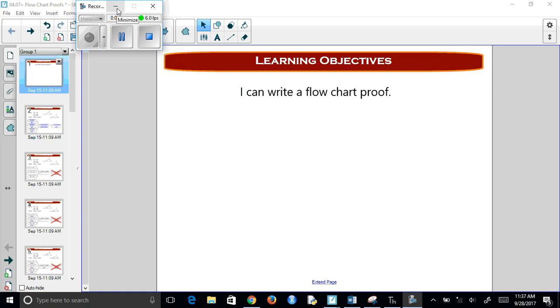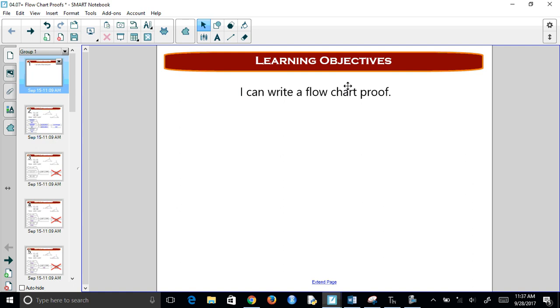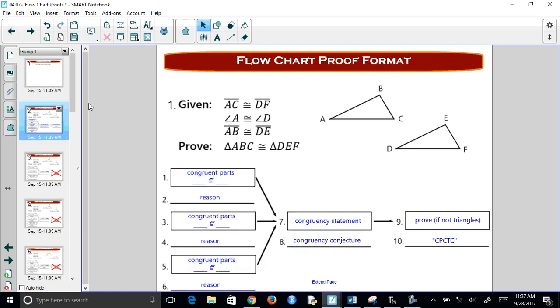Hello. Today we're going to look at how to write a flowchart proof. First, we're going to look at the basic structure of a flowchart proof. Now, say we're given some AC is congruent to DF and so on and so on. We want to prove that the two triangles are congruent. Now, we're not going to deal with this in this problem, but we'll eventually get there.